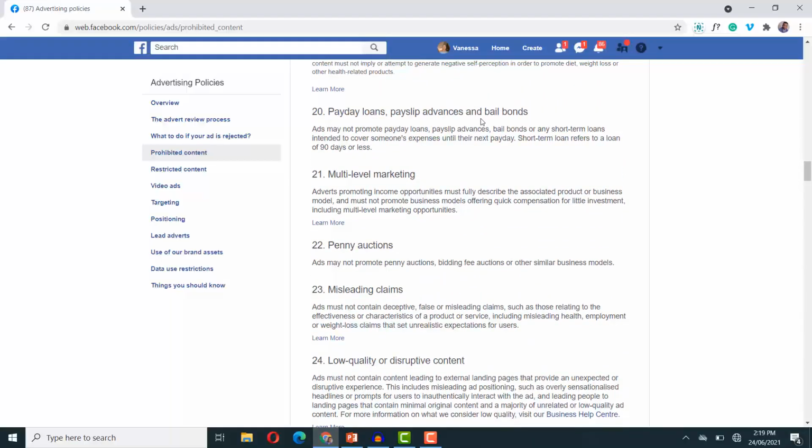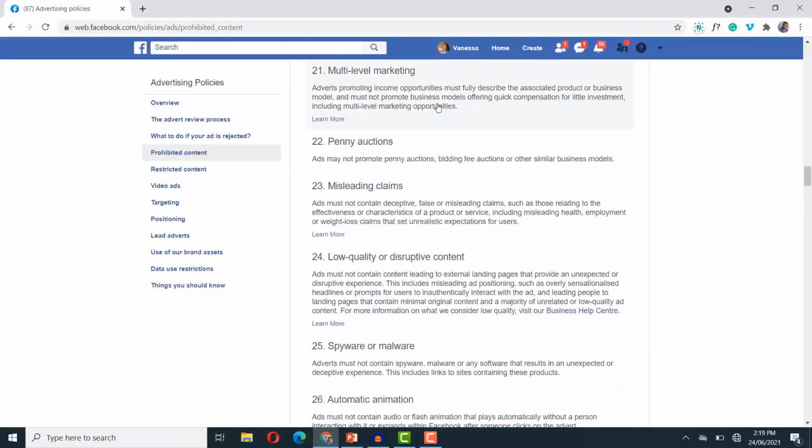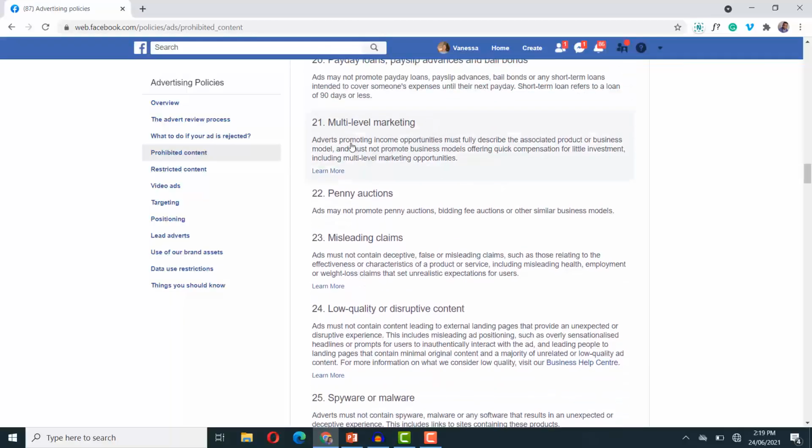Now, multi-level marketing. So adverts promoting income opportunities must fully describe the associated product or business model and must not promote business models offering quick compensation for little investment, including multi-level marketing opportunities. So let me explain what that is. If you're saying someone can make any money at all, it has to be very clear how the person is going to make that money. It must describe the product or the business model.